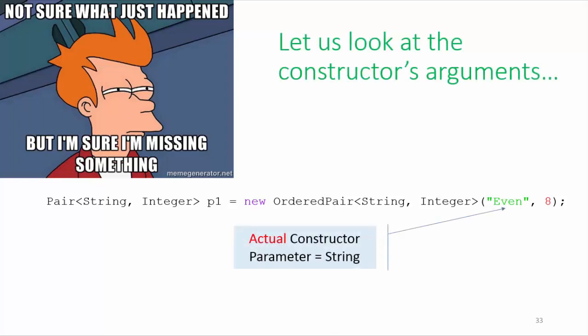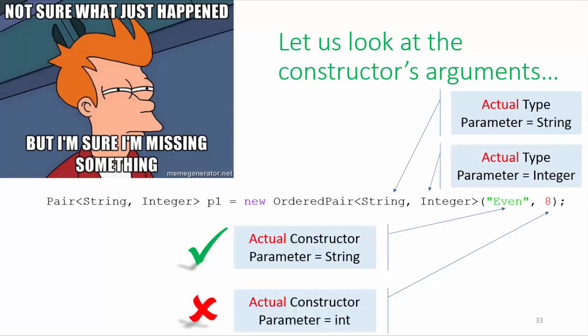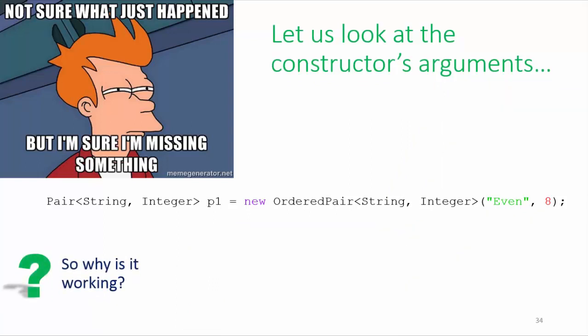So here we have a string, and it matches the actual type parameter, no problem. Here, we actually have an int parameter, a primitive data type. It's not matching the actual type parameter. So this is our problem. I already covered this. So why is it working? Well, it's working because of something called autoboxing.